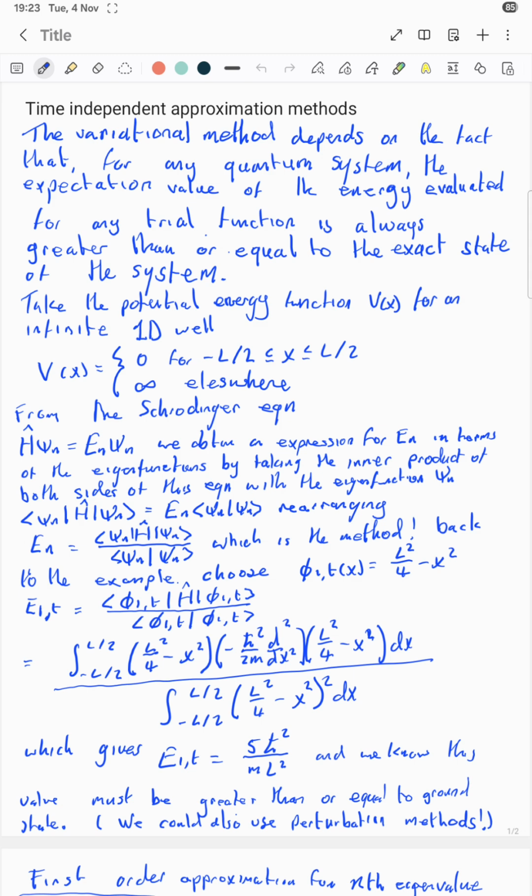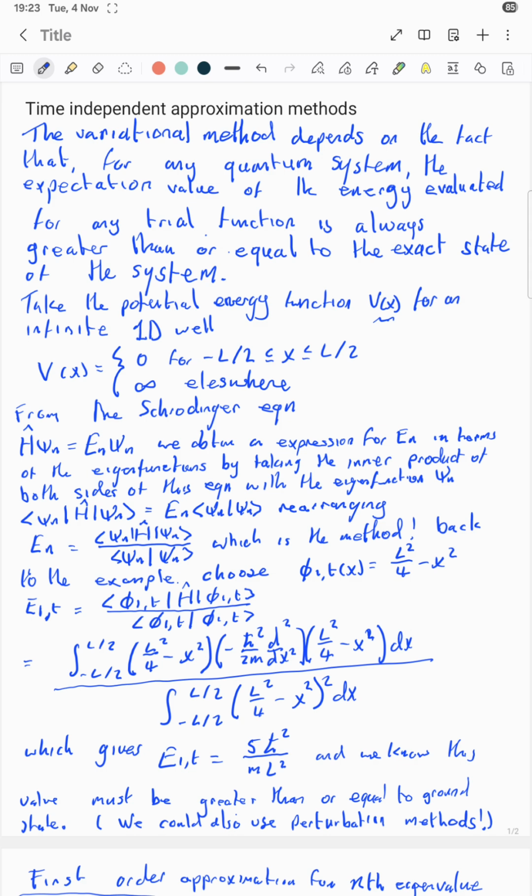We'll take the potential energy function, V of x here, which is pretty much always a Coulomb potential we're dealing with here. It's always spherically symmetric things, atoms and whatnot. For any infinite 1D, well, oh sorry, no, this won't be spherically symmetric in this case. This is an unrealistic one-dimensional model, but anyway, the point still stands.